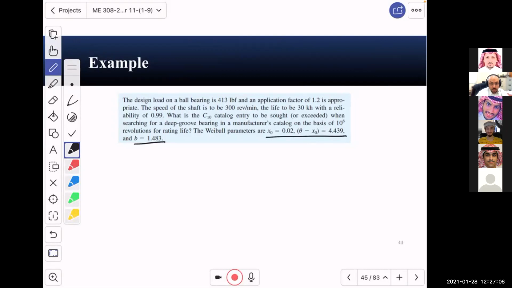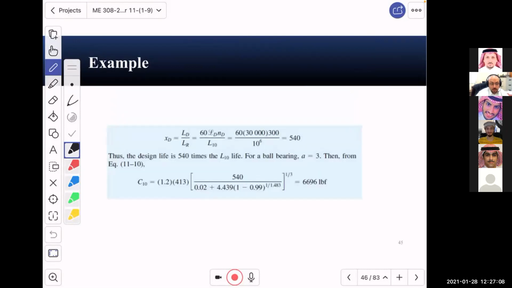If we have a thrust, we should calculate FE instead of FD. Is that right? Yes. That's right.